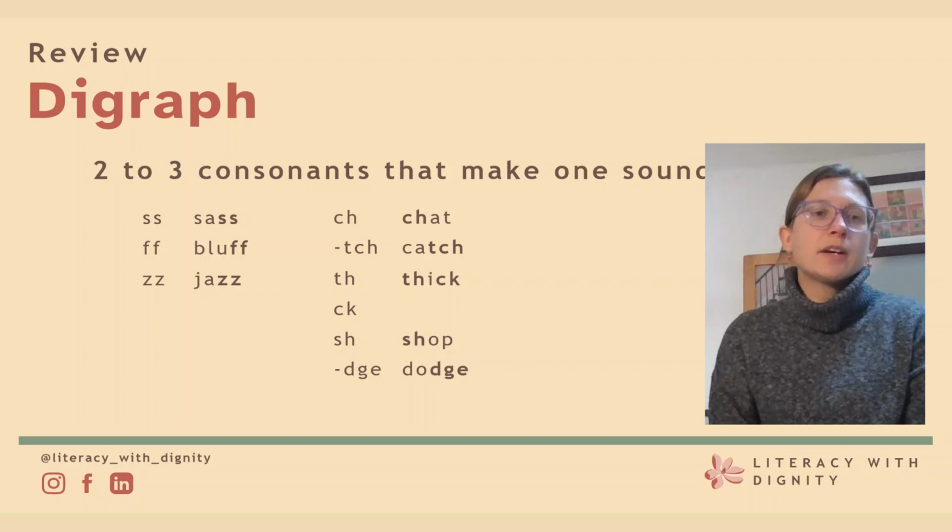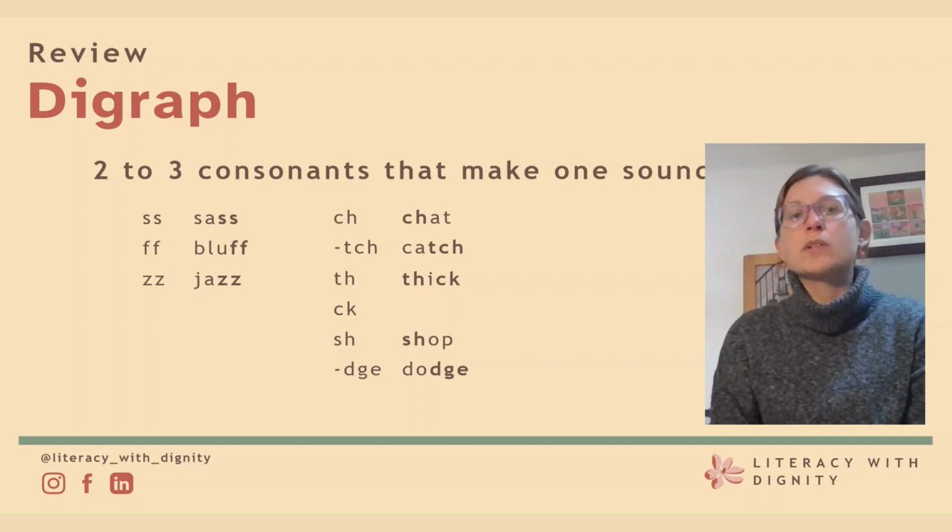All right, and in the last module, we learned that digraphs are 2 to 3 consonants that make one sound. I'm not going to read through all of these, but just for an example, the CH, when you see CH together, that's a digraph that makes the ch sound. So it's 2 letters, 1 sound.